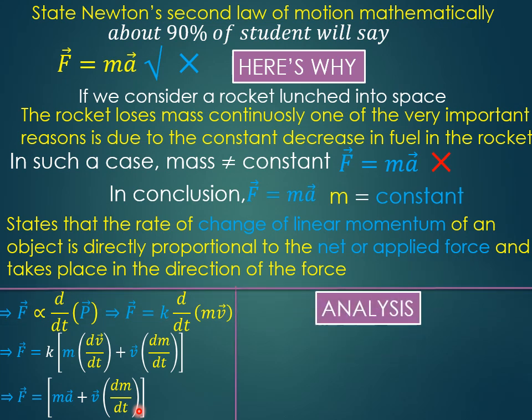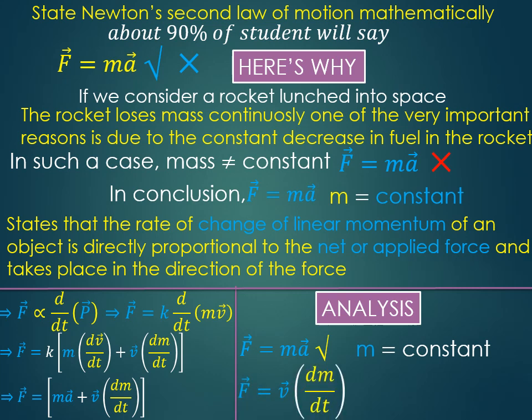Great. Friends, let's do some analysis. Friends, we can say that the formula F equals ma is true when the mass is constant, and it is false when the mass is not constant. Now friends, the formula F equals v dm by dt is true when the mass is not constant.